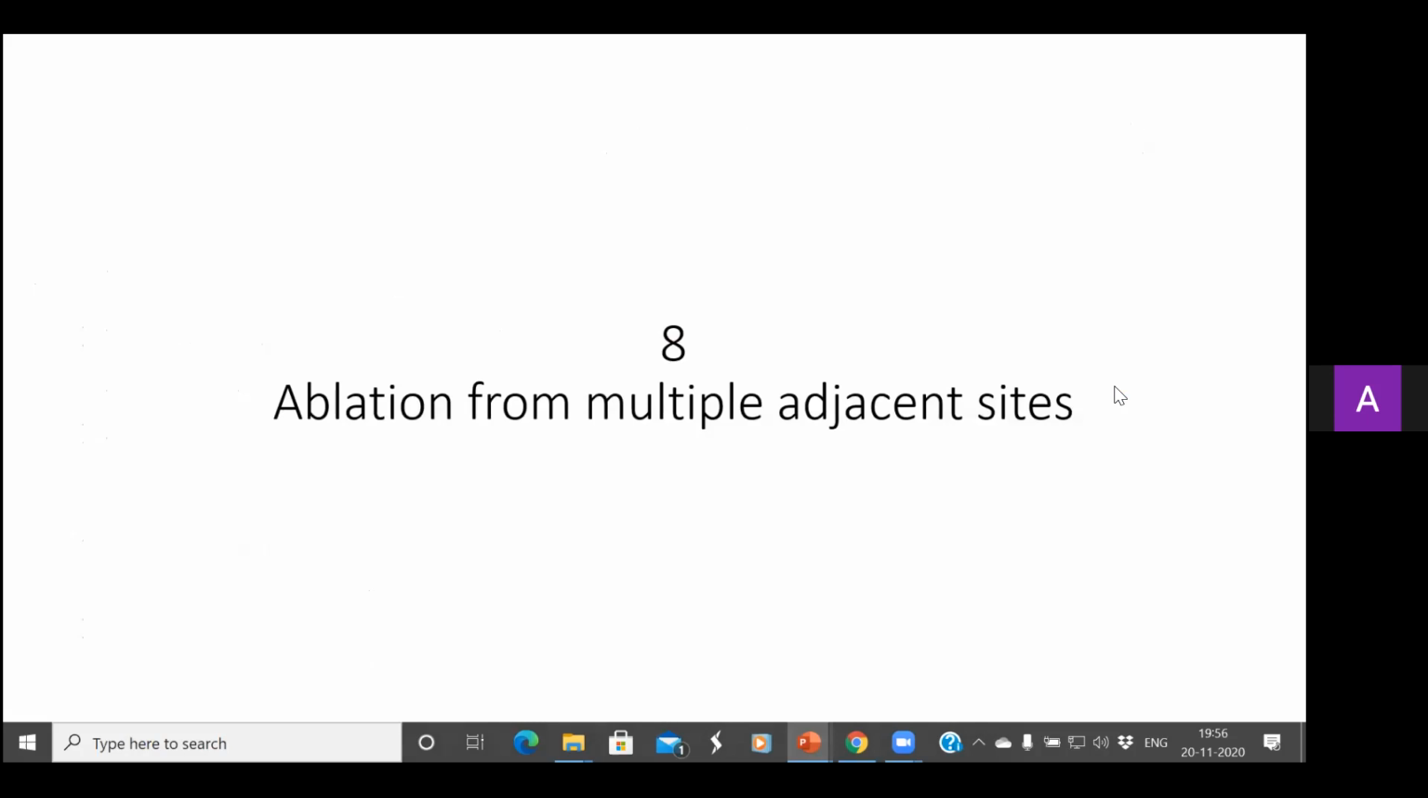So the 8th point I'm going to discuss is ablation from multiple adjacent sites. There exist multiple vantage points to ablate summit VTs. Besides the GCV and the AIV, we can ablate from the left coronary cusp and the LVOT below the aortic valve, and the RVOT and LA appendage have also been reported.